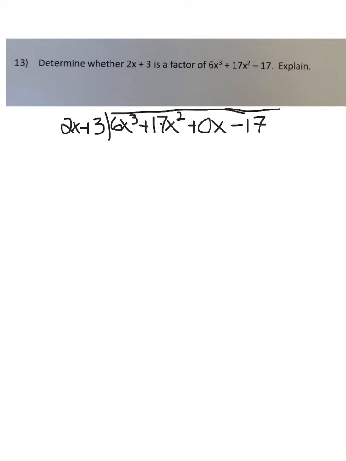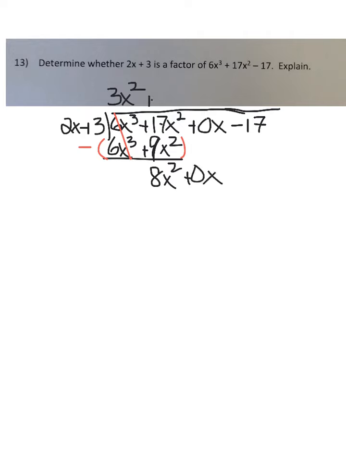Okay, all right, so over here I'm going to get 3x squared, and that's going to give me 6x cubed plus, oops, that should be a 9x squared, right? And then I'm going to subtract. These guys will cancel out, and then with the other one I'm going to be doing 17 minus 9, which I know is 8. And then I'm going to bring down the 0x.